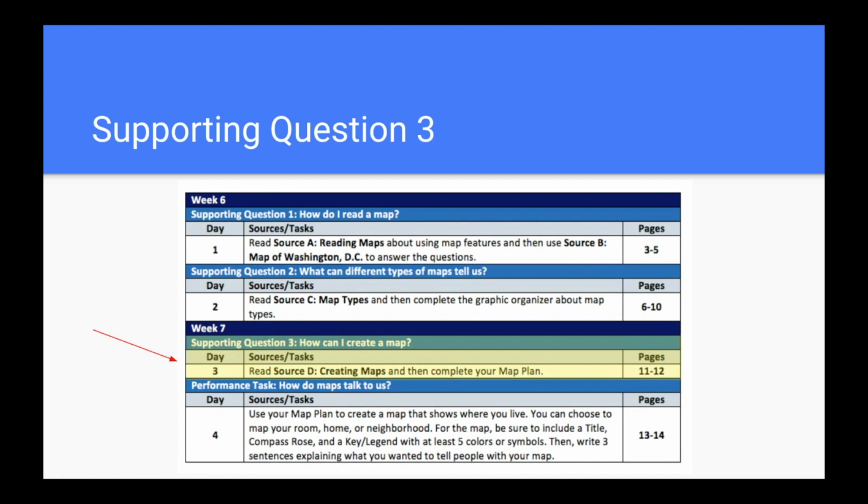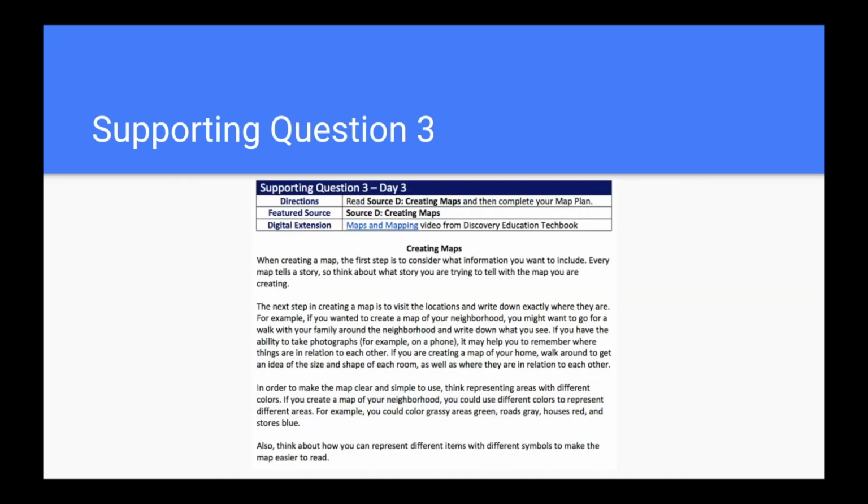Lastly, let's look at supporting question 3, how can I create a map? Today, you will begin the process of creating your very own map by completing a plan. Using what I've already learned so far, I know of features I can include, like the compass rose, a title, and a key. And I also know that I will have to choose a type of map. You can find more information to include by reading the text Creating Maps and by using the planning page found in the packet. This sheet will walk you through the mental process of creating a map.